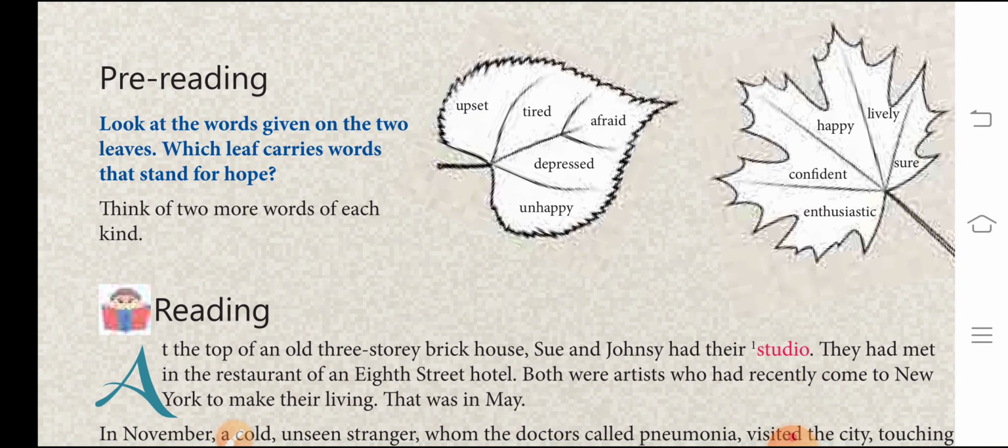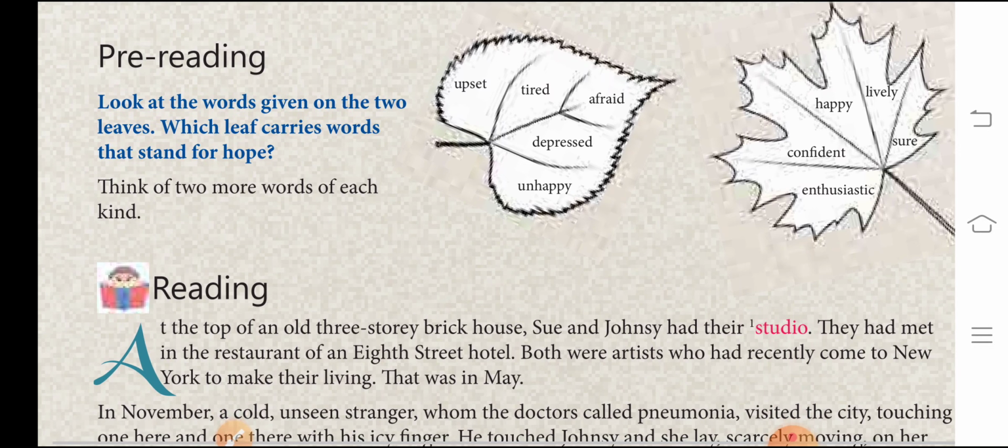Now please open your book on page number 10. And here is the story, The Last Leaf. Pre-reading, the starting of your page you can see. Please keep the pencil in your hand so that you can write down the new words. Look at the words given on the 2 leaves. Which leaf carries words that stand for hope? Think of 2 more words of each kind. Okay, 5 words are given here, and you have to think of 2 more words of the same kind which are for hope.